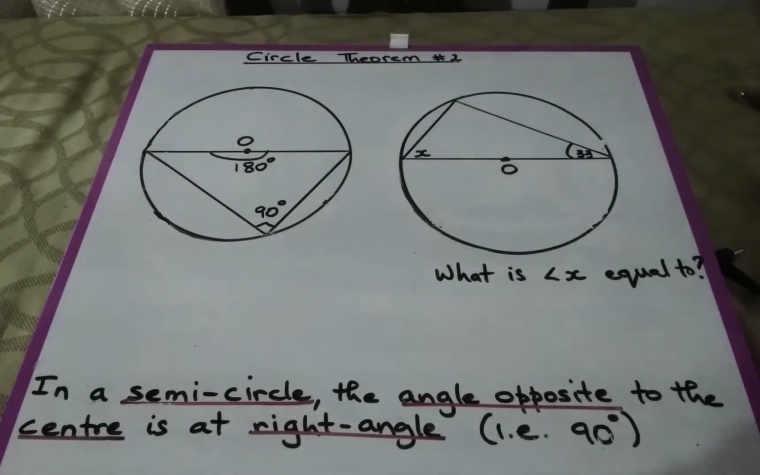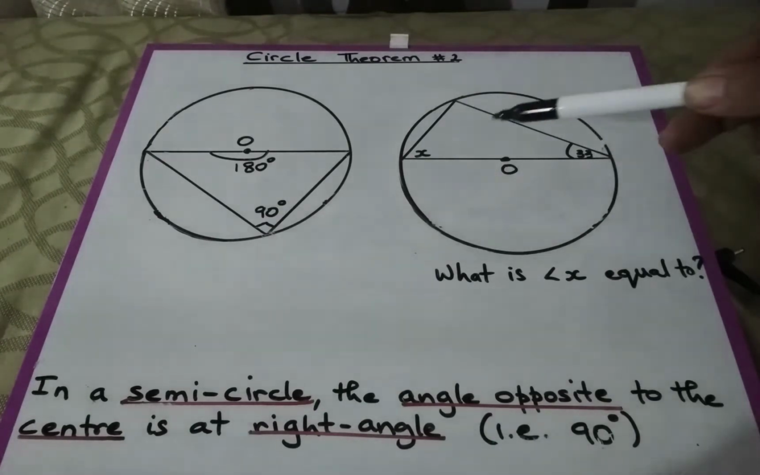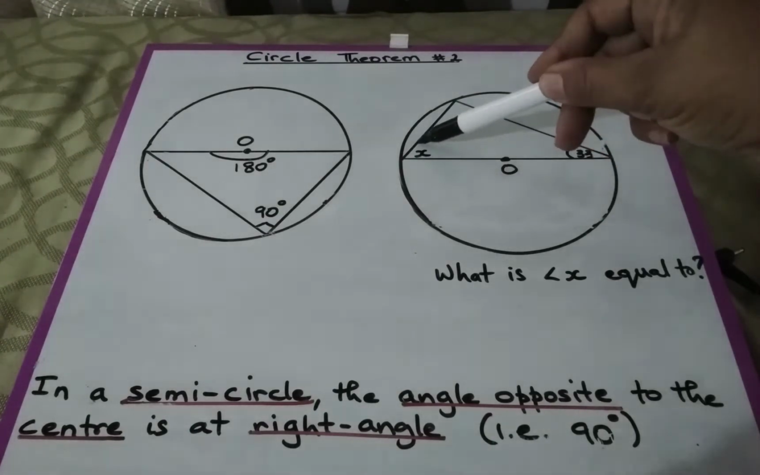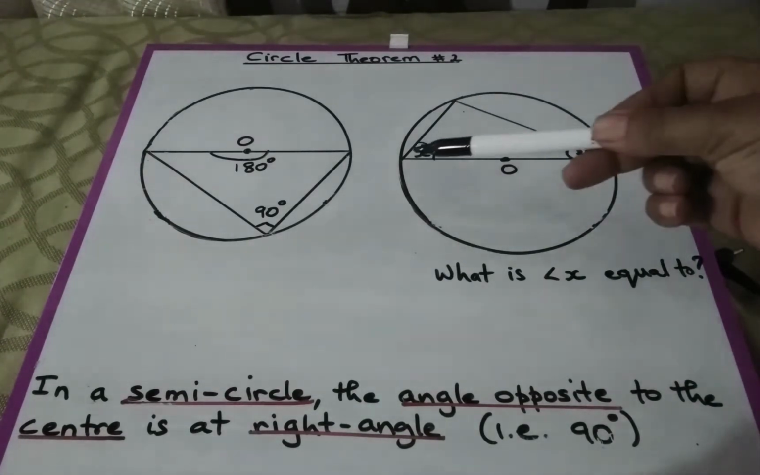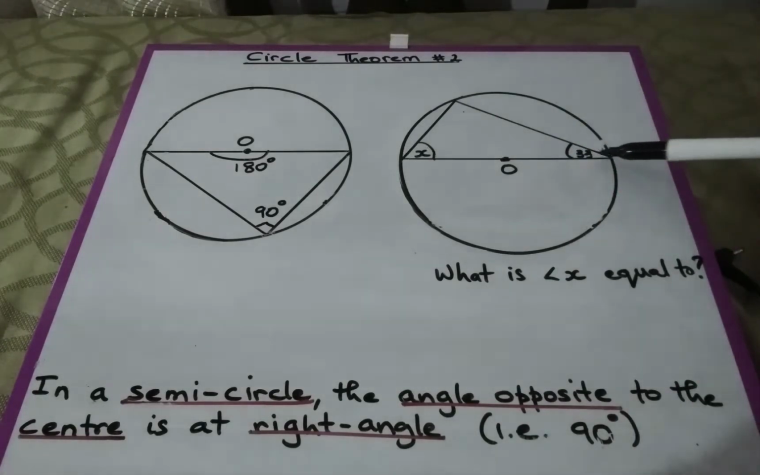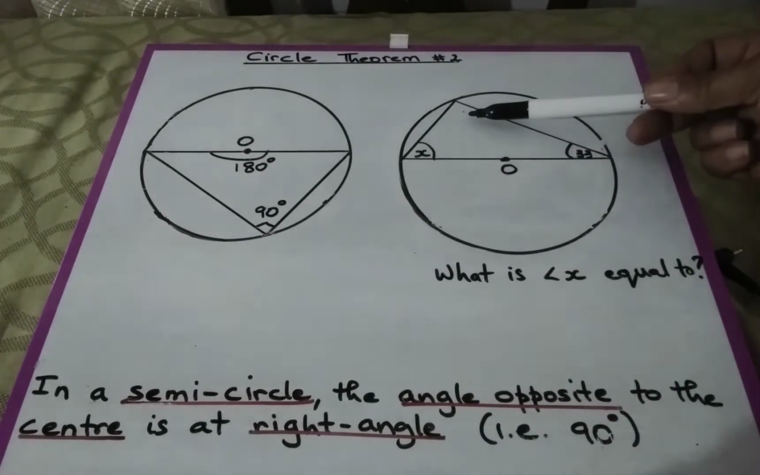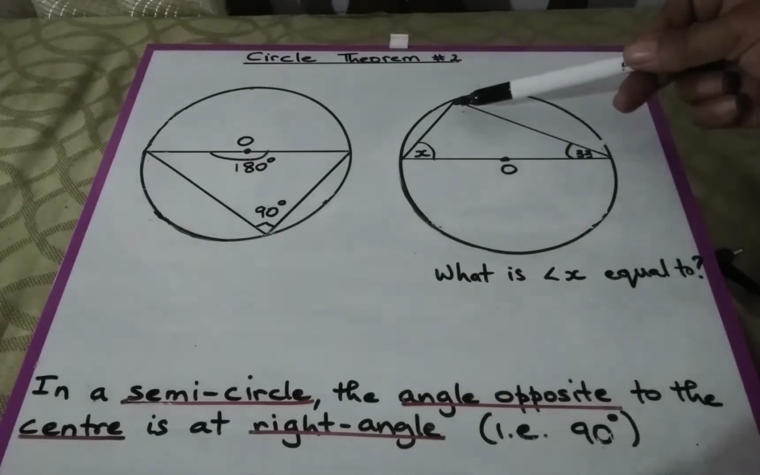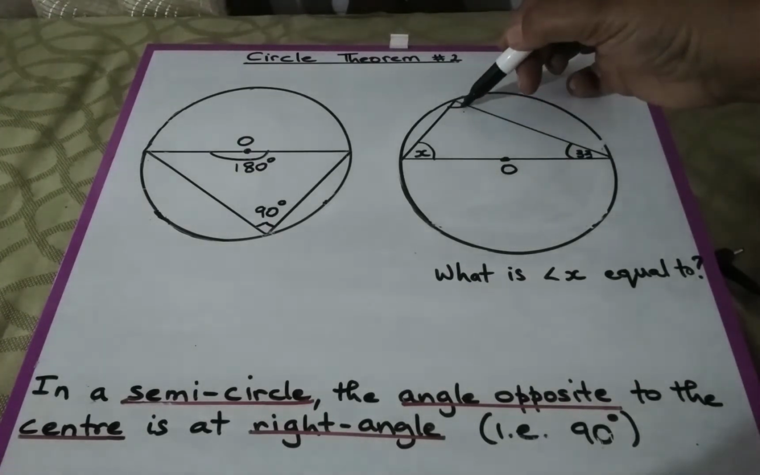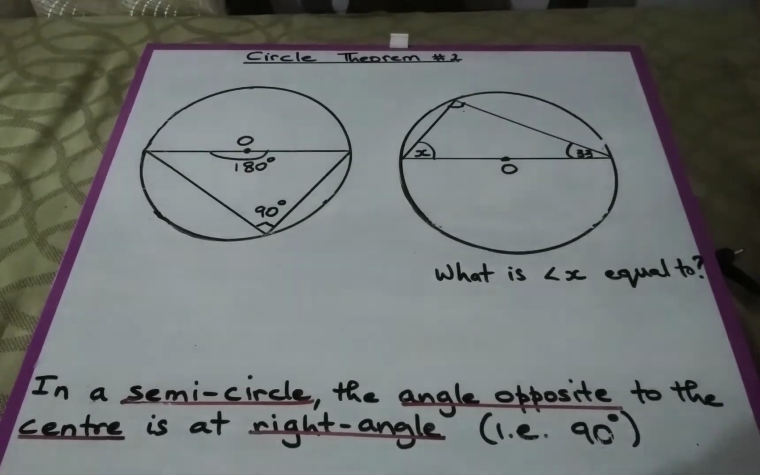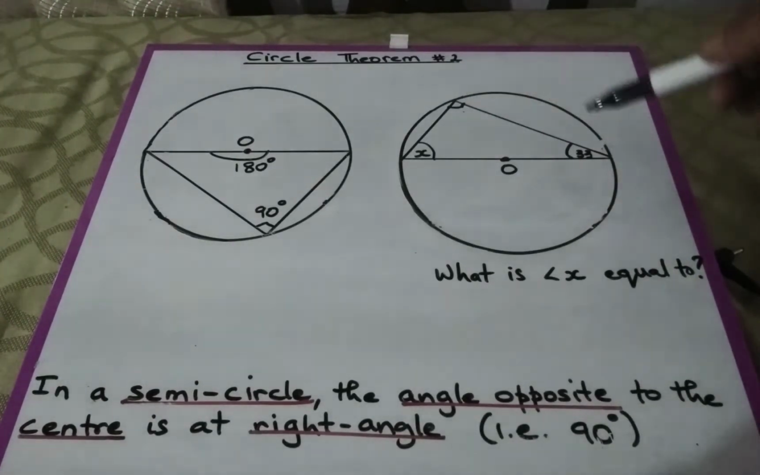Now, if we look at this question, this angle is 33, and we need to find x. But you must be saying to yourself, but we don't know this angle. Sure we do. We know it because here we have a diameter, so it means that this is a semicircle. The angle opposite to the center is 90 degrees. All right, so this is 90 and this is 33.